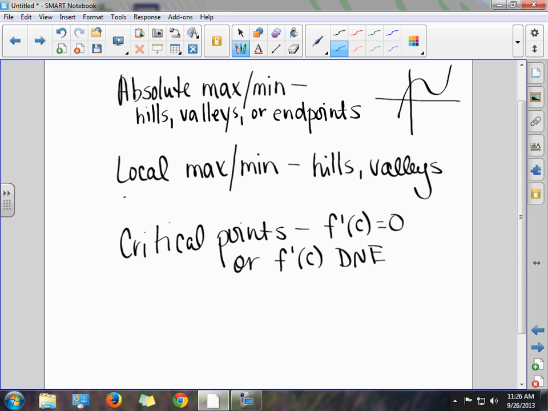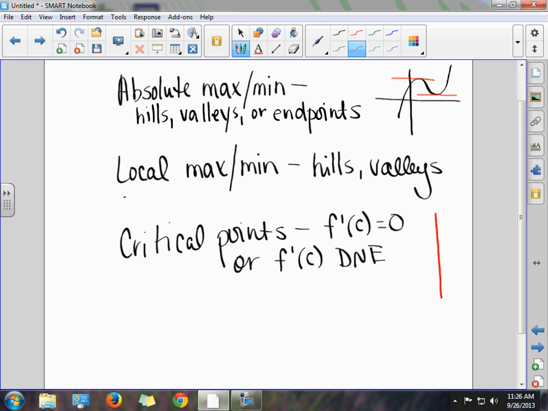Another neat thing about hills and valleys is that their derivatives are always going to be equal to 0, because at hills and valleys you're always going to have a horizontal tangent line. So one of the ways to check for maxes and mins over an interval is to take the derivative, set it equal to 0, and then find those places where you have horizontal tangents. Then also check the endpoints, check all the function values, and figure out which is the biggest and which is the smallest.